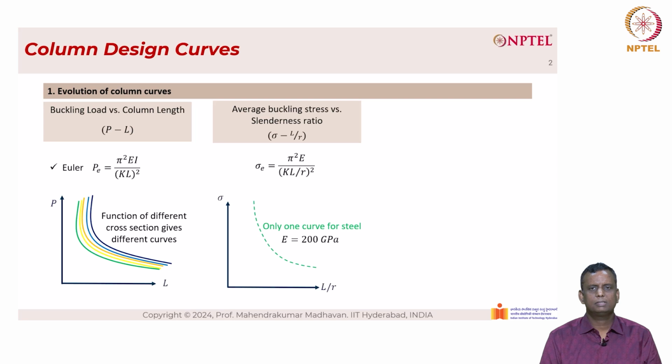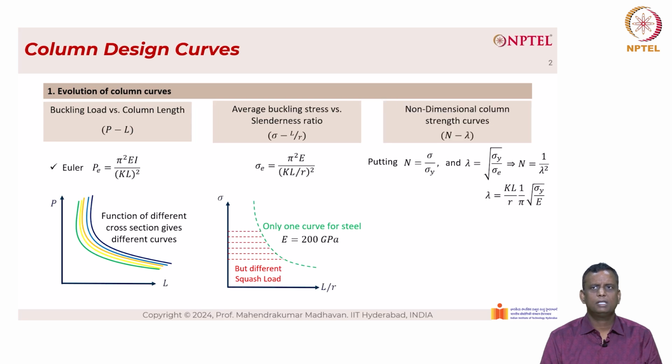There is a problem with this curve also, because this curve does not consider the different squash loads that the column will experience. Based on the material strength, if it is 250 MPa or 350, 450, 550, 690 or 700, depending upon the squash load, this curve could change. So in order to remove that difficulty, we have to come up with what is known as non-dimensionalized column strength curves, which is n versus lambda.